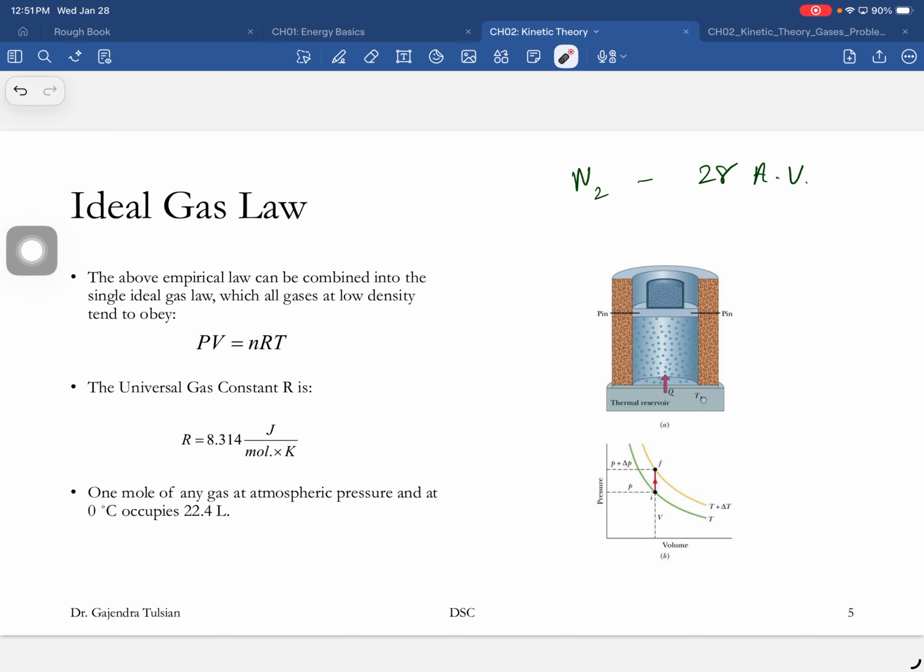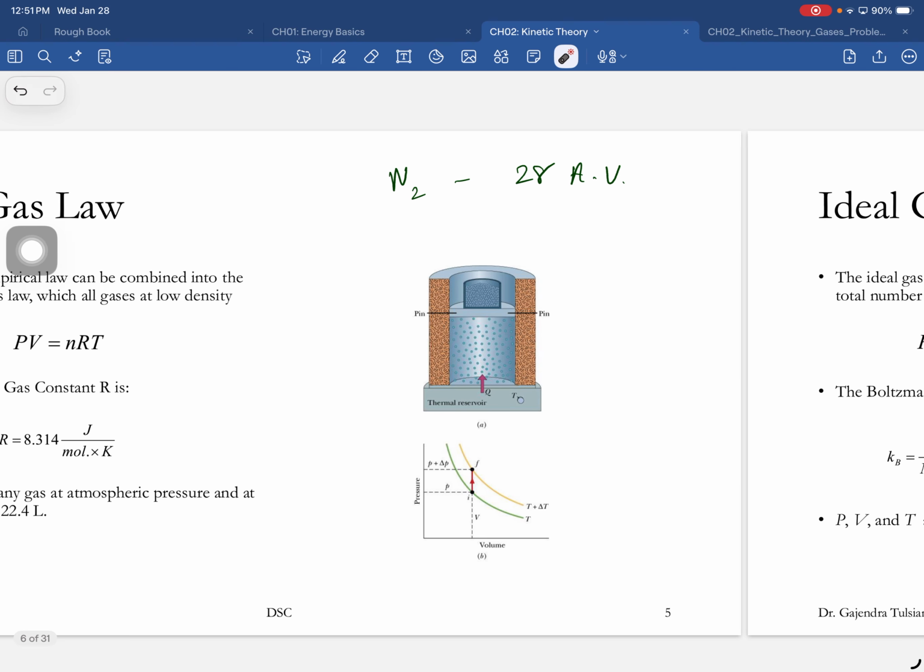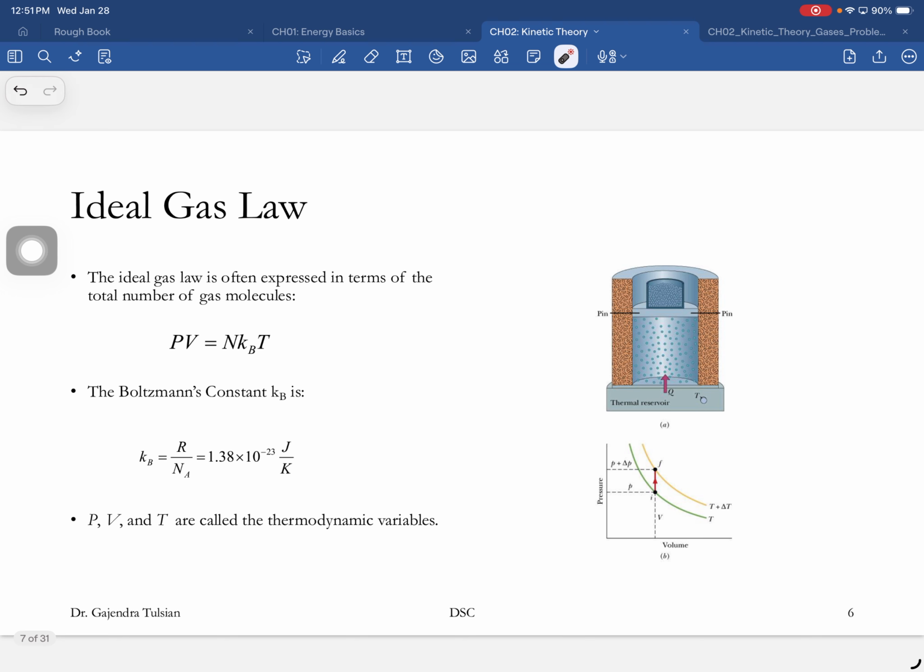Again, P, V, and T are called thermodynamic variables. These are variables that you use to describe thermodynamic systems. And you can measure these. These are all macroscopic quantities. You can measure these with handheld instruments.